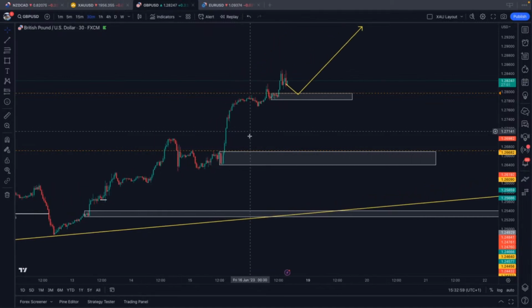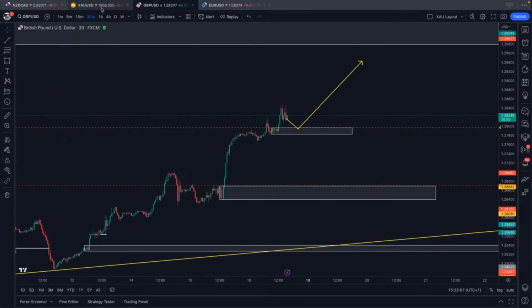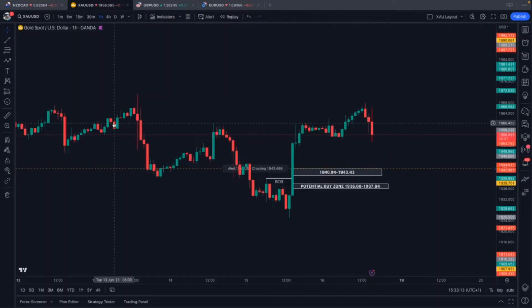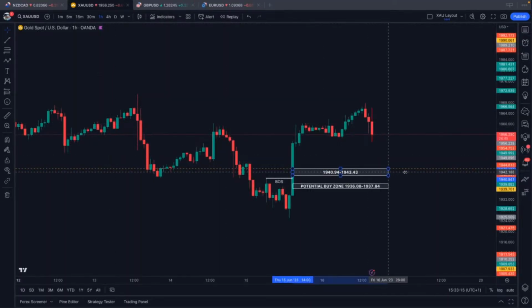Great British Pound USD, still waiting on price pulling back and into one of those. We are seeing very little supply being introduced into this market, hence why we're not seeing vast pullbacks. We're seeing very, very limited pullbacks there. XAU USD, this will be interesting to see as well.